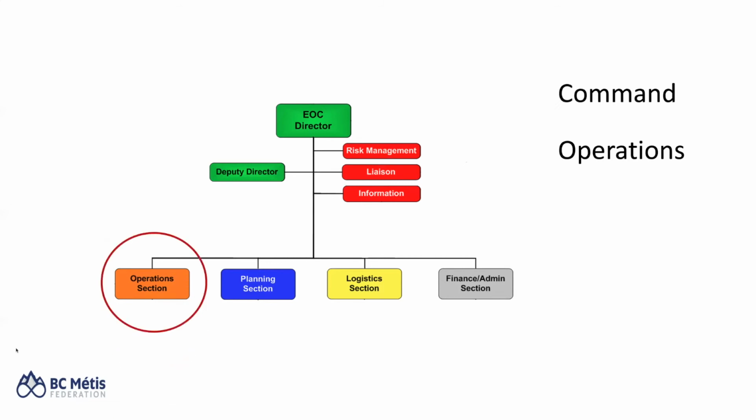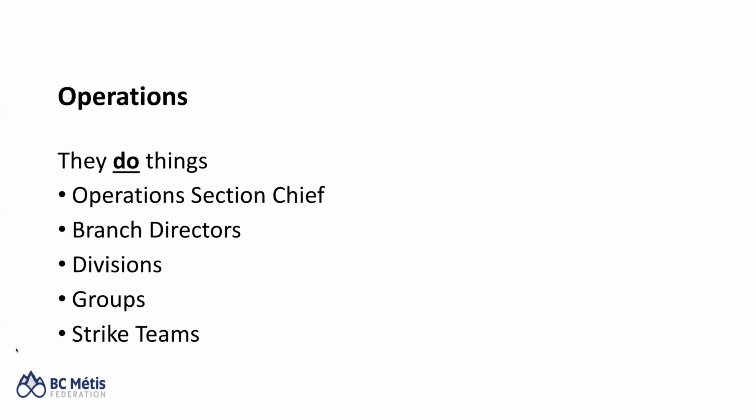The operations section, well, they do things. Typically, there's an operations section chief. If the event is large enough or complex enough, there could very well be a deputy. There could be branch directors. It's not uncommon for a large area to be impacted by a major event and each community be identified as a specific branch with the director running the operations and support for it.